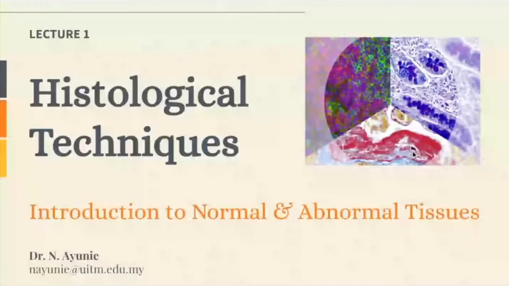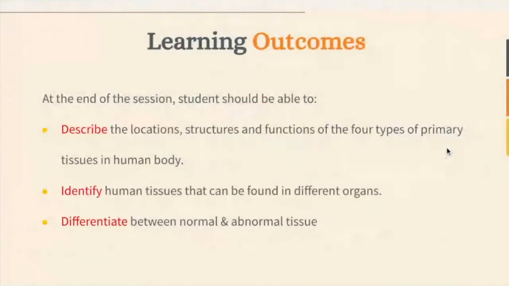So today's lecture, we will cover the introduction to normal and abnormal tissue. Okay. So the learning outcome from this lecture is that at the end of the session, you should be able to first describe the location, structures, and function of 4 types of primary tissue in the human body.